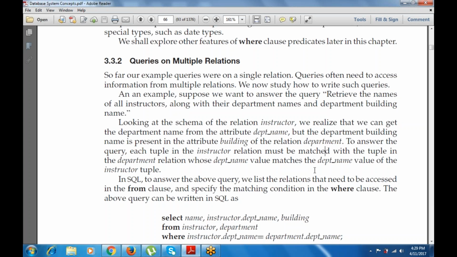So in order to answer the query, we list the relations that need to be accessed in the from clause and also specify the matching conditions in the where clause. From and where are used for specifying the matching conditions. This is another example: select name, instructor dot department name. Now we are getting the department name from the instructor table, which we specify using the dot operator.